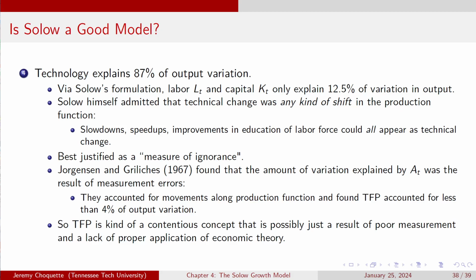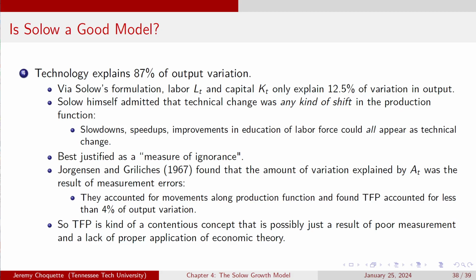There were a lot of studies that tried to explain this and maybe find ways to fix some of this. A 1967 paper found the amount of variation explained by A was the result of measurement errors. They accounted for movements along the production function, and when they did that, they found that total factor productivity accounts for less than 4% of output variation. That may actually make a little more sense, considering that developed economies grow at a relatively low rate, say 3-4%.